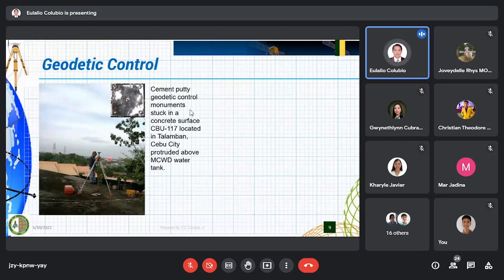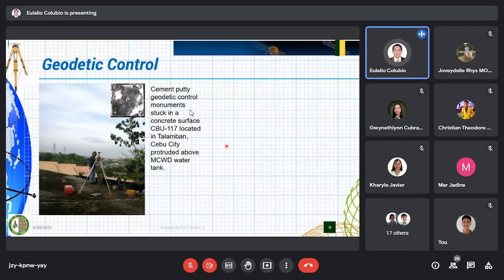You pass through the San Carlos campus, get past the guard, then go up to the water tank of the MCWD. Here the space is open, open sky. Then we were able to recover this monument. It is CBU 117. This monument is a third order geodetic control.